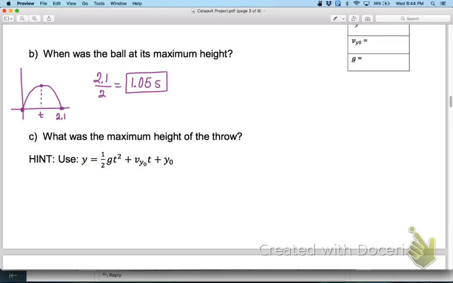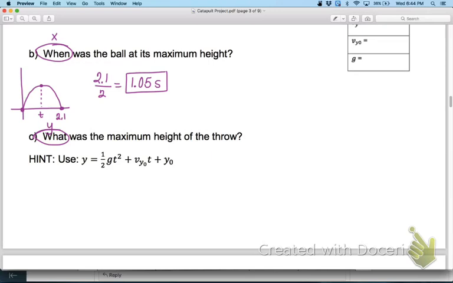So then C wants to know what was the maximum height. And this is a really good example of what I keep telling you. Anytime we say when or where, that's asking with regards to X. Anytime we want to know what that value is, that's asking with regards to Y. So if I want the maximum height of the throw, we need to figure out the vertical height, which is Y. So that's why we're going to be using this equation.